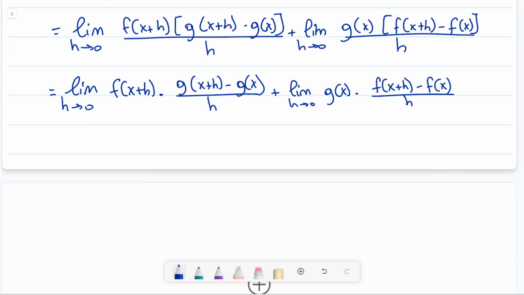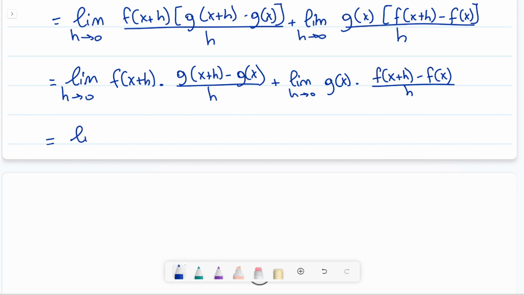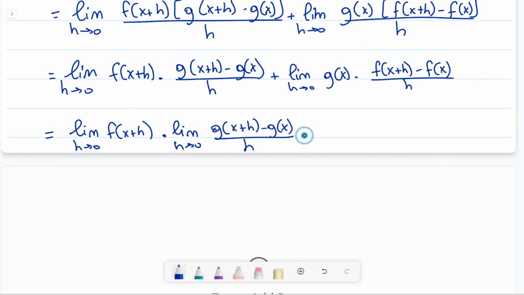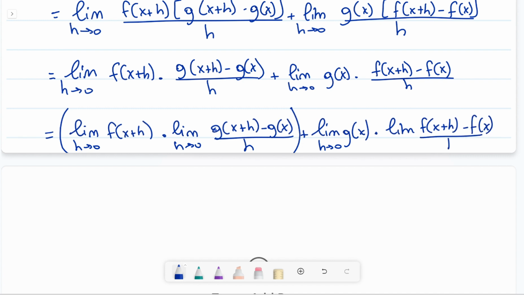And now one thing I can do with this, again using limit laws, is I can also split the limit here. This is a product. I can split the limit. So the limit of f of x plus h as h approaches 0 times the limit of g of x plus h minus g of x divided by h as h approaches 0, plus the limit of g of x as h approaches 0 times the limit of f of x plus h minus f of x divided by h as h approaches 0.